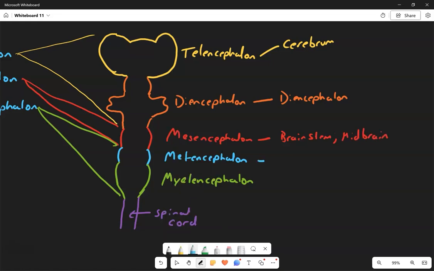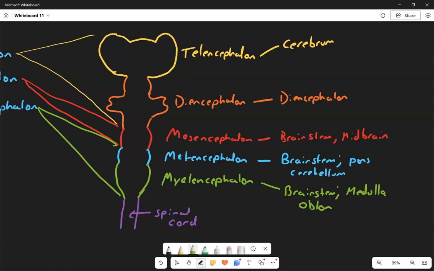In blue, we have our metencephalon, which is going to become brainstem pons. Okay. And portion of the brain known as the cerebellum. And then your myelencephalon, that is going to become a portion of the brainstem known as the medulla oblongata. Medulla oblongata, right? And so these are your adult structures, right?